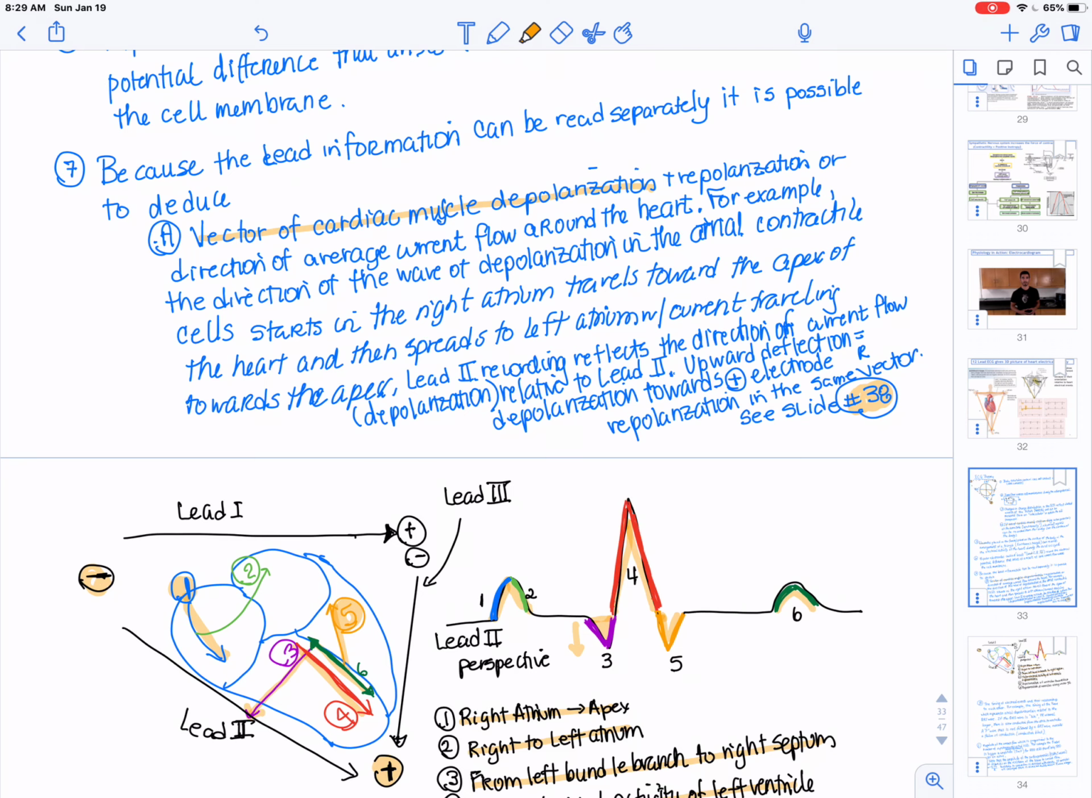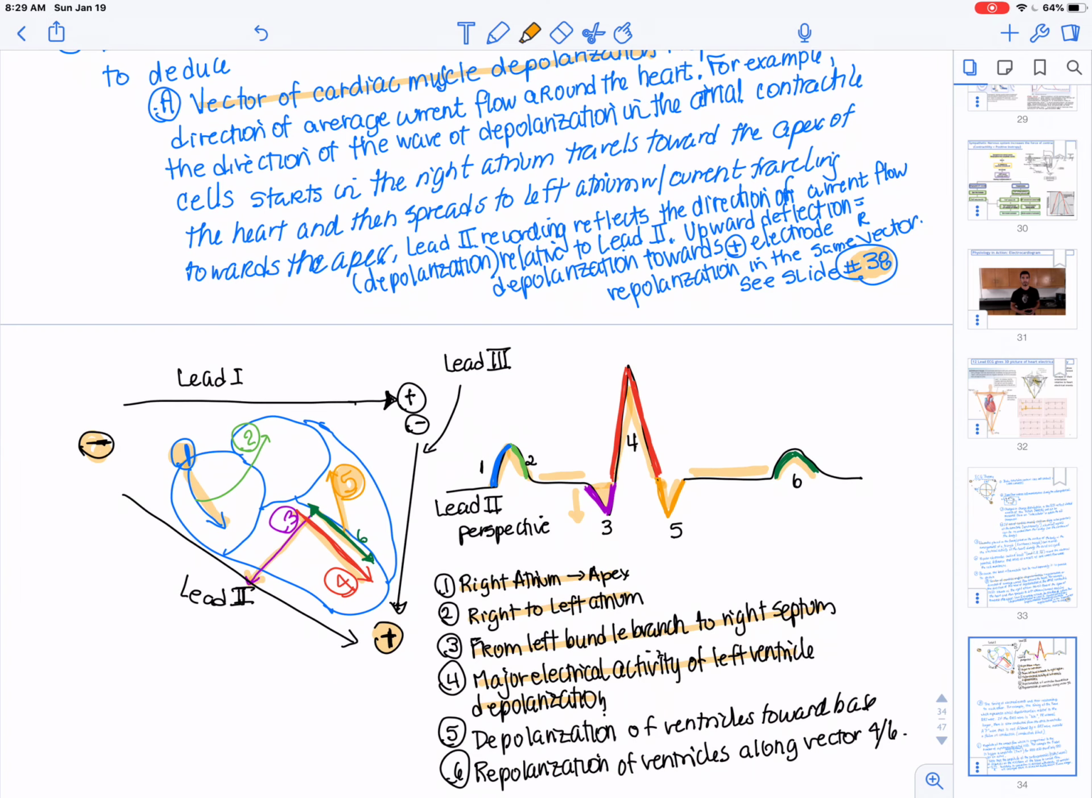We also get to see when there is no change in electrical activity, so no charge flow, during the plateau of the ventricle action potential and during the plateau of the atrial action potential. Okay, so those events are isopotential.